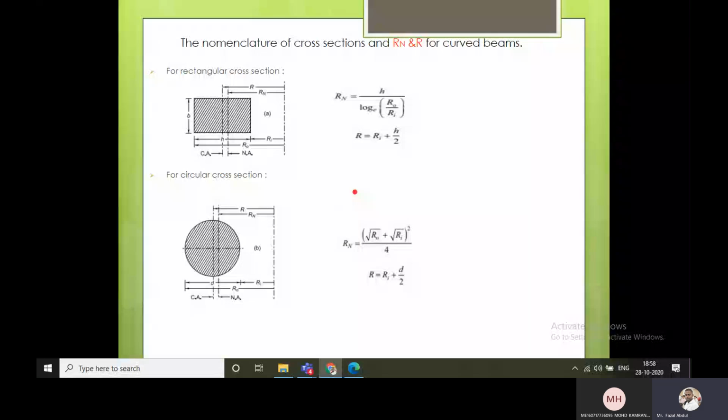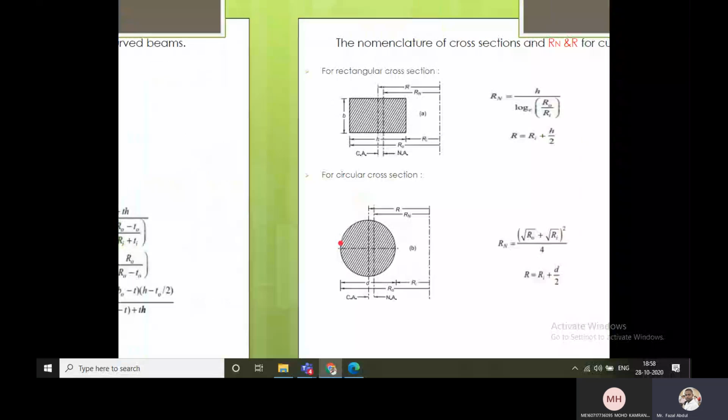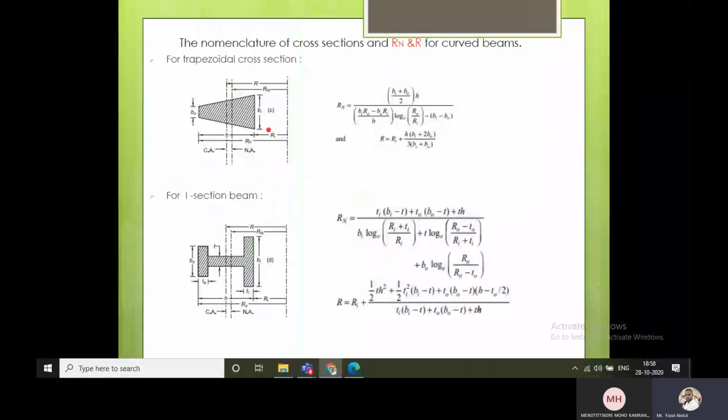Just remember this relation. What is the use of it? I will tell later. Now this is the trapezoidal section. For the trapezoidal section, Rn, this is the relation. So at any cost, you need to remember all these relations.